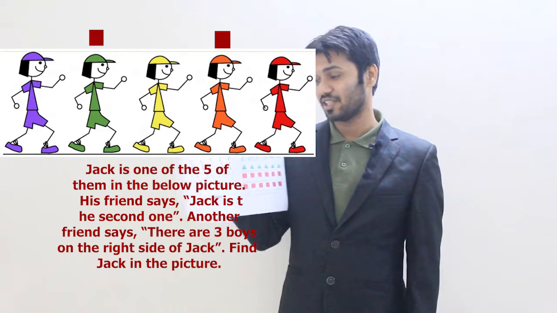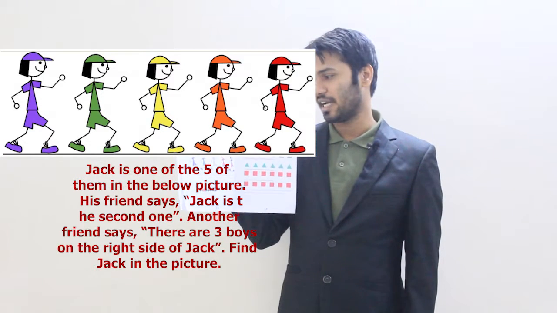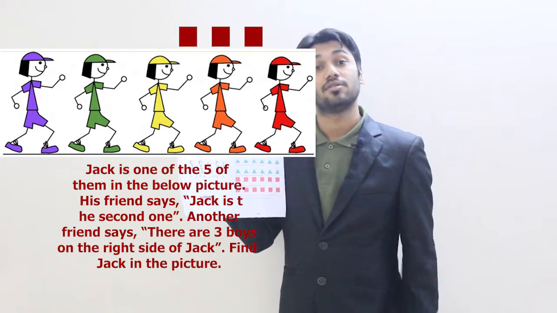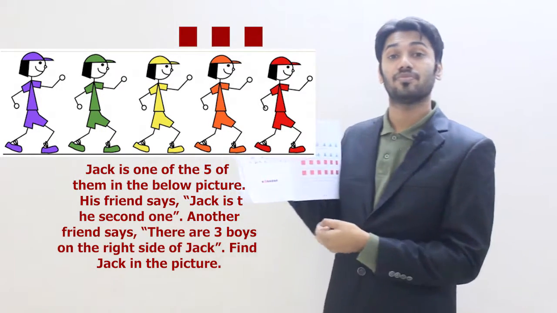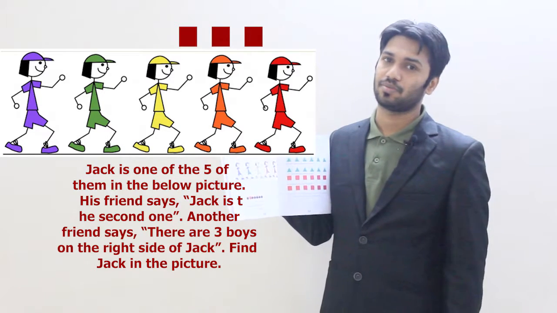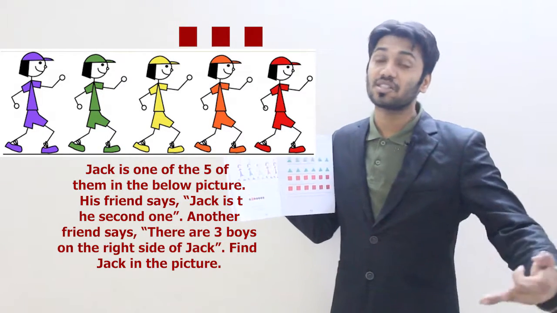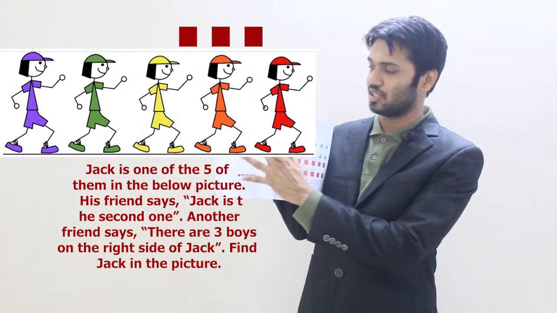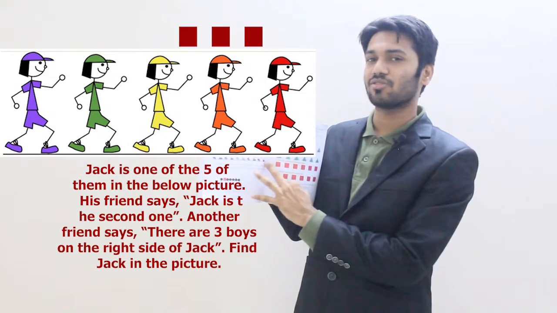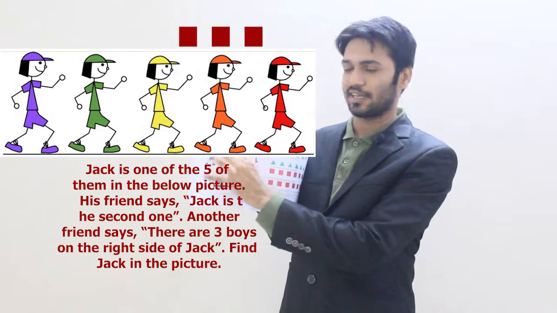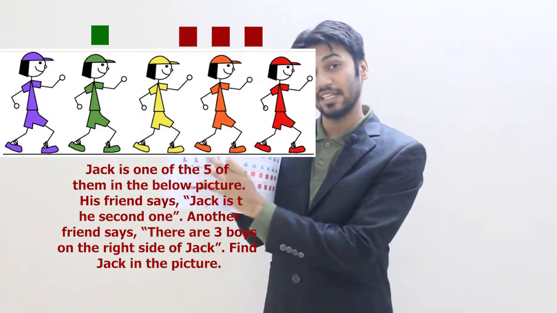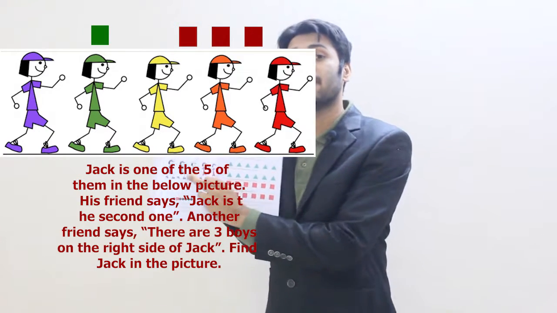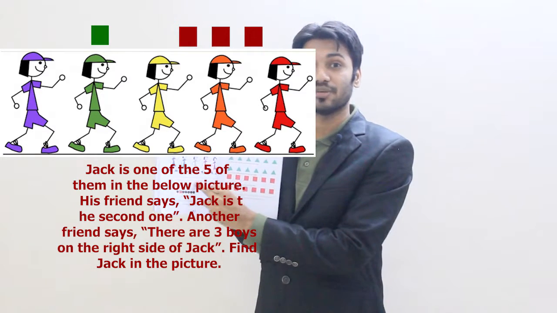Now another friend is saying there are 3 boys on the right side of Jack. How many boys? 3 boys. What side? Right side. So look at this. 1, 2, 3. So 3 boys on the right side. Who is Jack? Jack is this one. It has got 3 boys on the right side and he is in the second position.